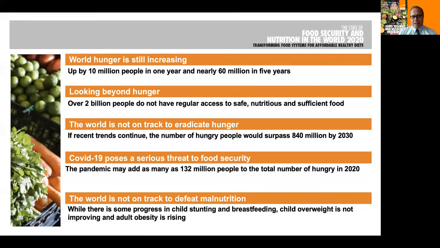COVID-19 exacerbates the problem even more and brings between 83 and 132 million people, depending on the scenario, to the number of hungry in 2020. And finally, the world is not on track on all the other indicators of nutrition, especially overweight and obesity, which is increasing across all regions, and stunting. The only one which is going to achieve the WHO target is exclusive breastfeeding.